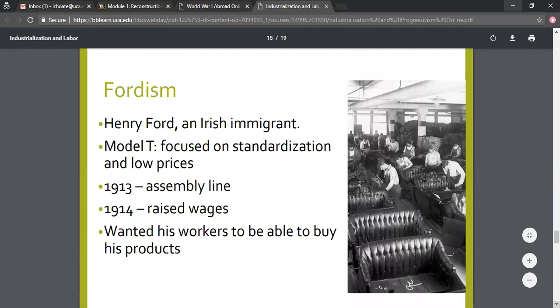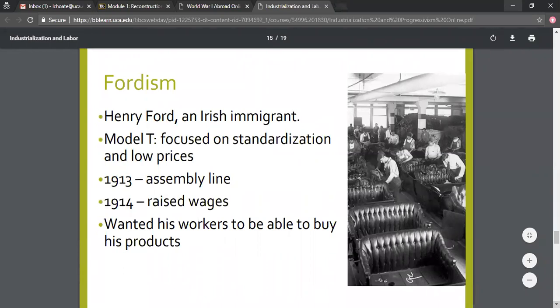And they were able to buy his cars. He wanted workers to have enough money to save that they could buy his cars so that his market didn't run out, because pretty soon everybody who could afford a car was going to have one. And so he needed to create more people who could afford to buy cars. So Henry Ford was a very good businessman and a progressive.